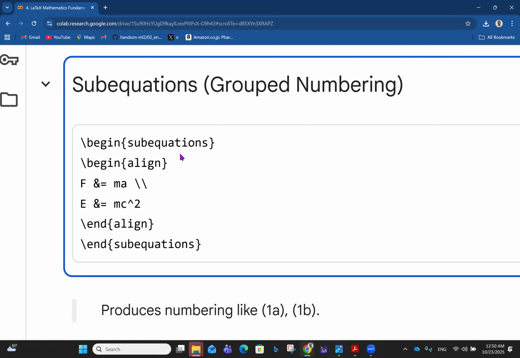So maybe if you number your equation 1, equation 2, equation 3, and now get to equation 4, you want it to be 4a, 4b, 4c. Okay, so you can use this. It produces numbering like 1a, 1b. So you use begin subequations, so you now align the two equations, and then begin align, end align. Then you have F equals ma and E equals mc squared.